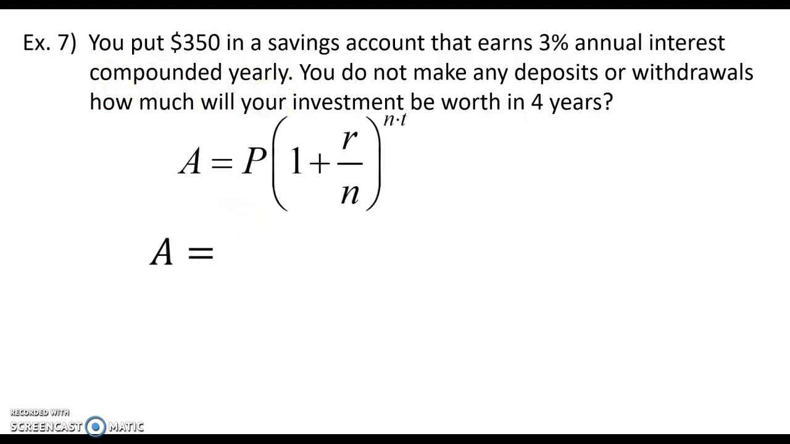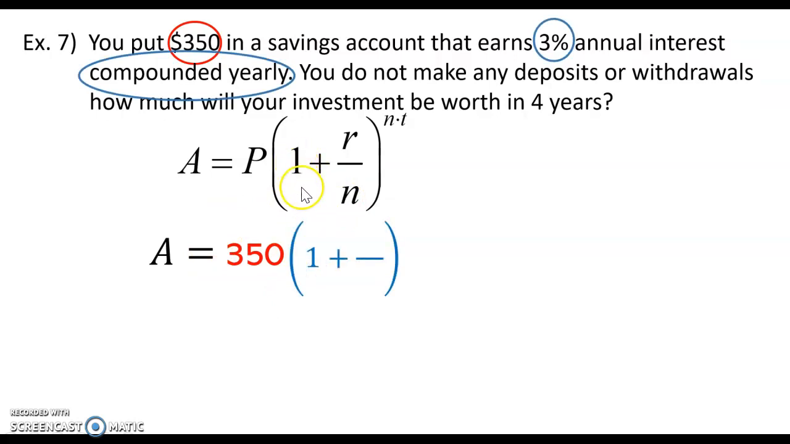We start off with the principal value, which is $350. Then we follow the formula and we replace the R value with 3%, which written as a decimal is 0.03. And then in the word problem, it says compounded yearly, which means 1 time per year. Therefore, the N value is going to be 1 in the denominator of this fraction, and it's also going to be 1 in the exponent portion of the equation.